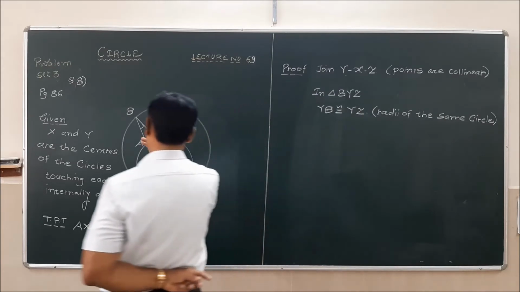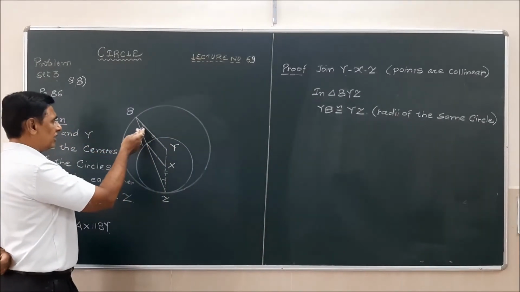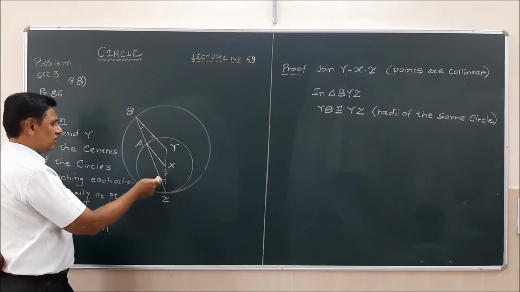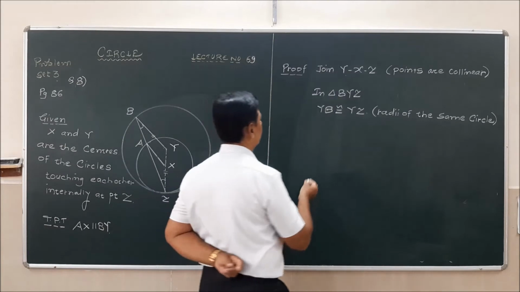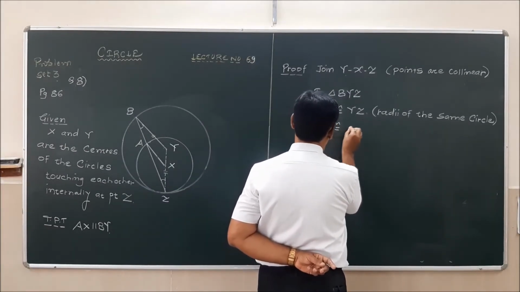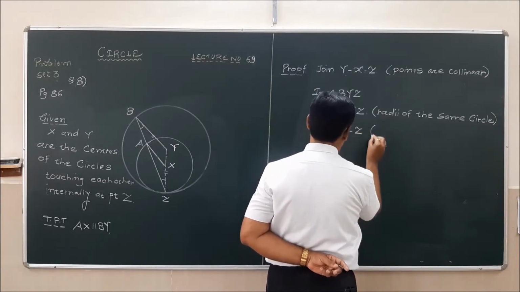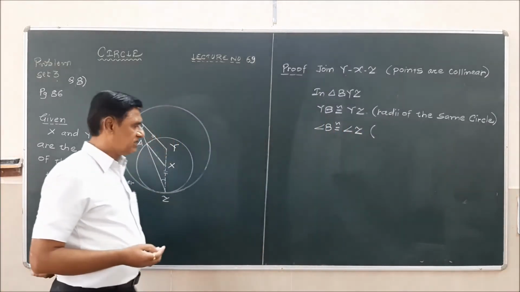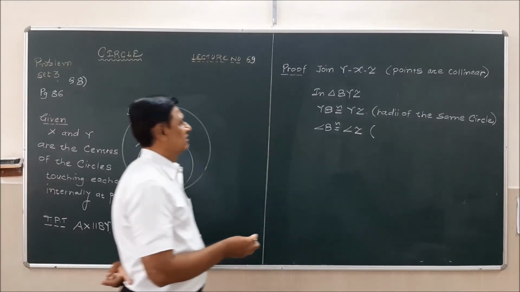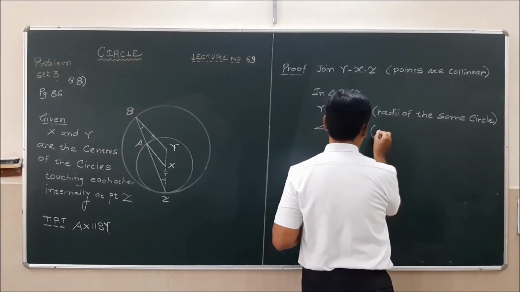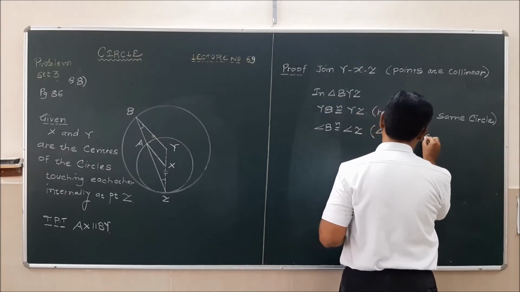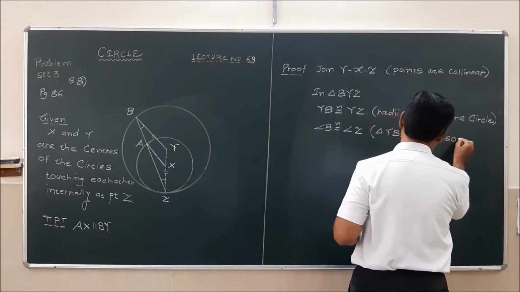Therefore, angle B, I am going to write in one letter only because here there are no other angles. You may write it as B only. So angle B is congruent with angle Z. Reason is very simple. Triangle YBZ is an isosceles triangle.